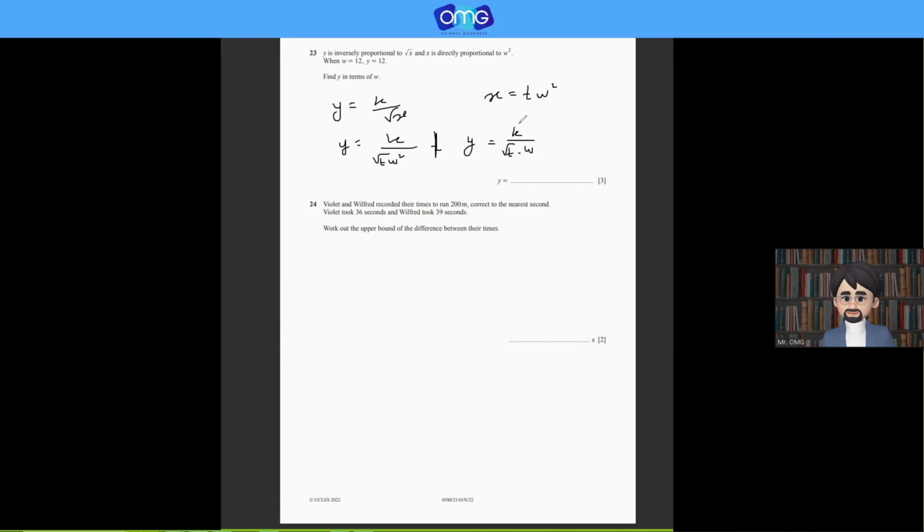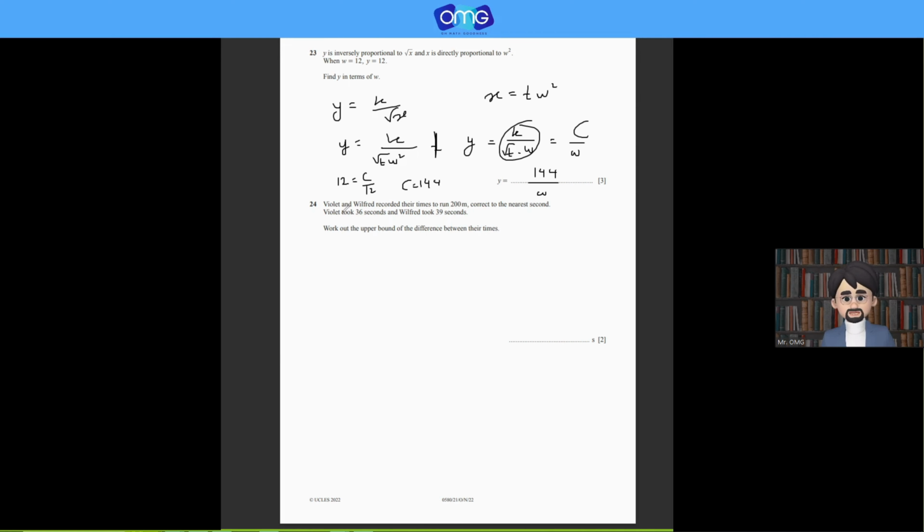Let's make it into y equals k over root t times w. So k times root t, let's make a new constant, which is c. So basically this is y equals c over w, and that's the formula. When w is 12, y is 12. So c over 12, so we get c is 144 here. So the answer is 144 over w.